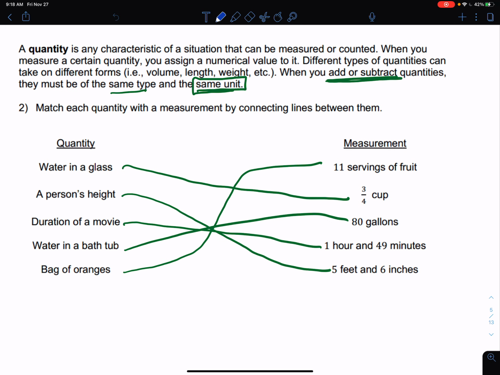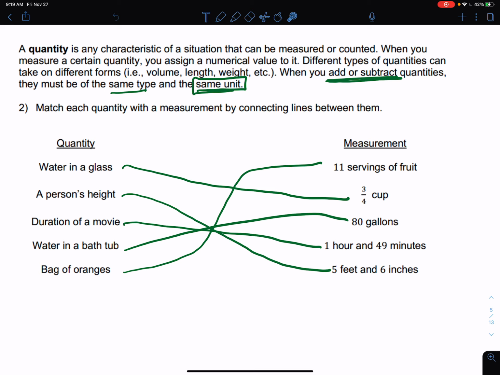So a quantity is any characteristic of a situation that can be measured or counted. When you measure a certain quantity, you assign a numerical value to it. Different types of quantities can take on different forms. For example, volume, length, weight, etc. When you add or subtract quantities, they must be of the same type and the same unit. So you can see I have that underlined and boxed. It's very important. When you add or subtract quantities, they must be of the same type and the same unit.